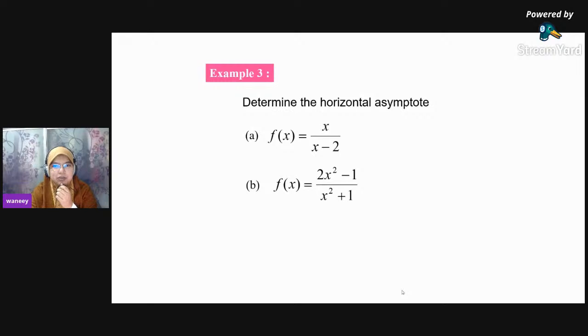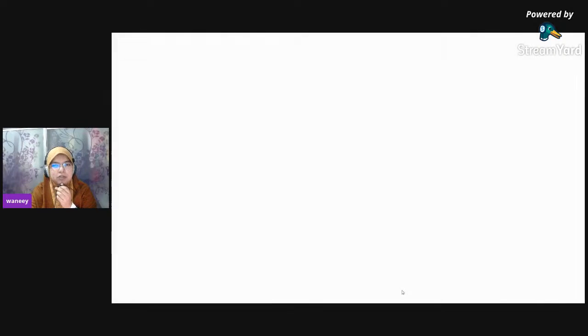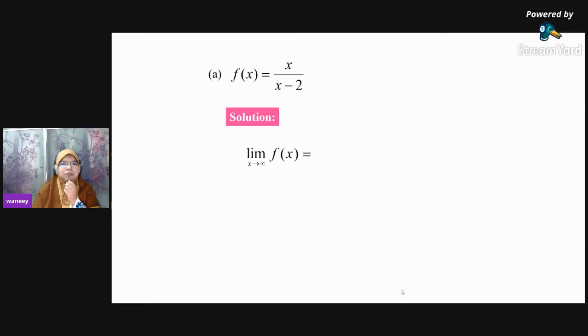Okay, so let me go to the first one, determine the horizontal asymptote. Firstly, what we need to do is calculate the limit for x approaches positive infinity and the limit for x approaches negative infinity. So positive infinity and negative infinity.